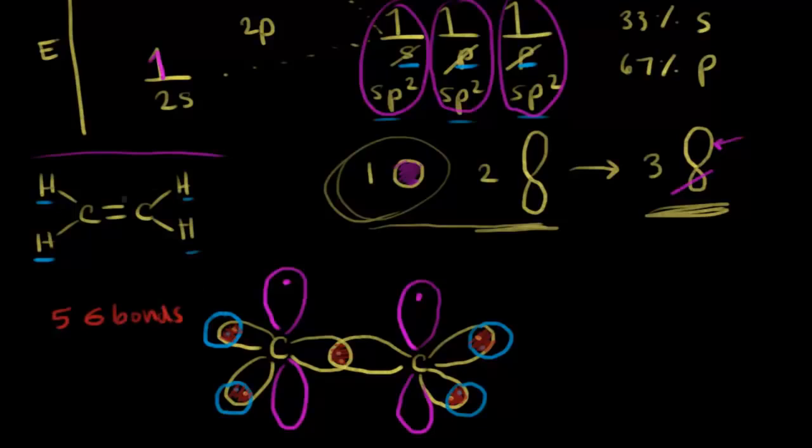If I'm trying to find those on my dot structure, this would be a sigma bond, this would be a sigma bond. One of these two is a sigma bond, and then these over here. So a total of 5 sigma bonds.